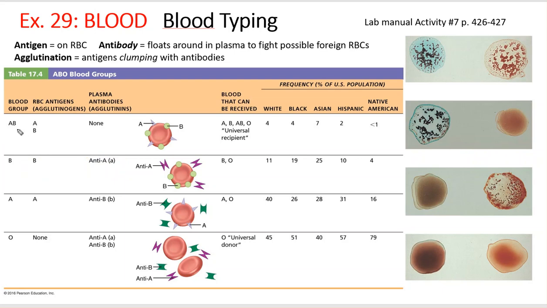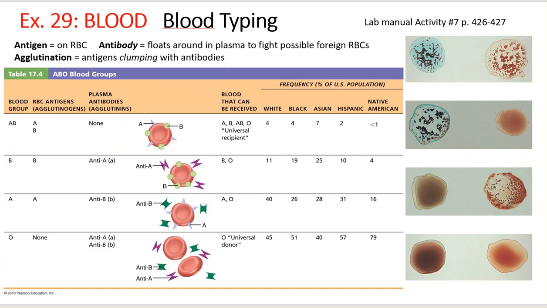And then a type AB person, new color, has both an A and a B antigen on their red blood cells, and so they can't have any antibodies floating around in their plasma or else it would kill them. So no antibodies in their plasma, but two flavors of antigens on their red blood cells.